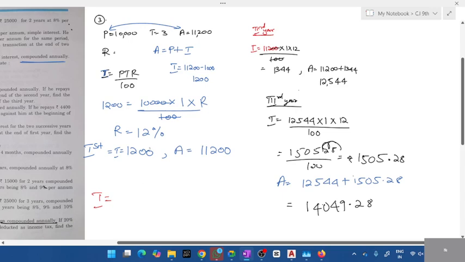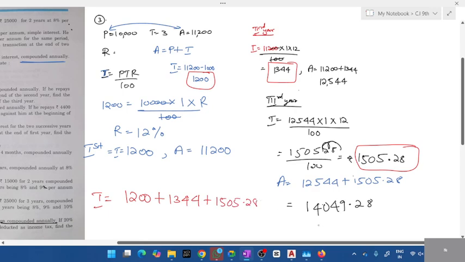Okay, now look at all three years' interest. First year interest is 1,200. What is second year interest? 1,344. Yes. Add all this, you'll get total interest: 1,200, 1,344 plus 1,505.28. And total amount, this is the total amount value.